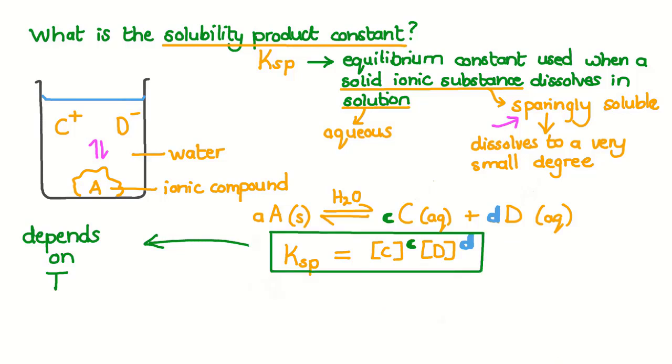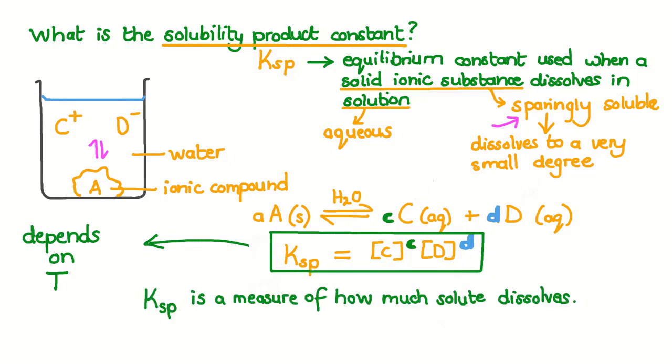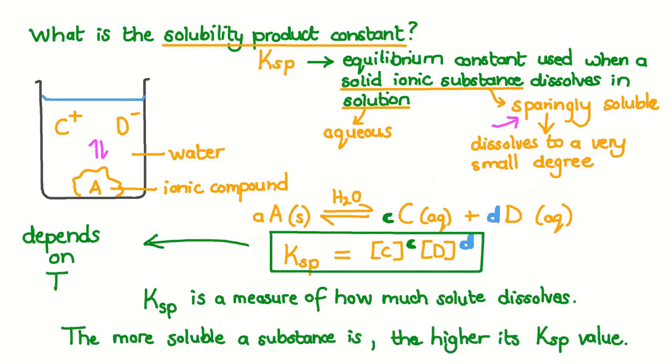So we know the formula or equation for KSP and the units for the concentration of each product. But how is KSP useful to us? KSP is a measure of how much solute dissolves, or the molar solubility of a compound. The more soluble a substance is, the higher its KSP value. So, if there is a relatively high concentration of dissolved particles in solution, KSP will be high. But if there's a relatively lower concentration of these dissolved particles, KSP will be lower.